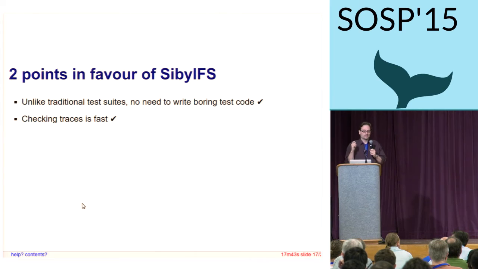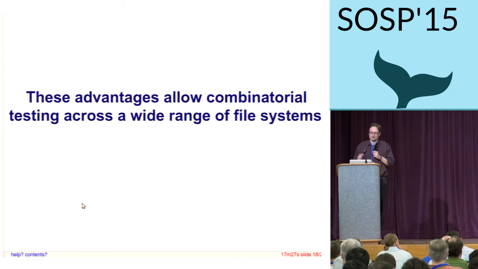So in our test suite, there are 2,500 tests of the rename call, because we don't have to write the testing code, basically. The other point is that checking traces is really fast. So what this allows you to do is combinatorial testing across a wide range of file systems on a wide range of different operating systems.